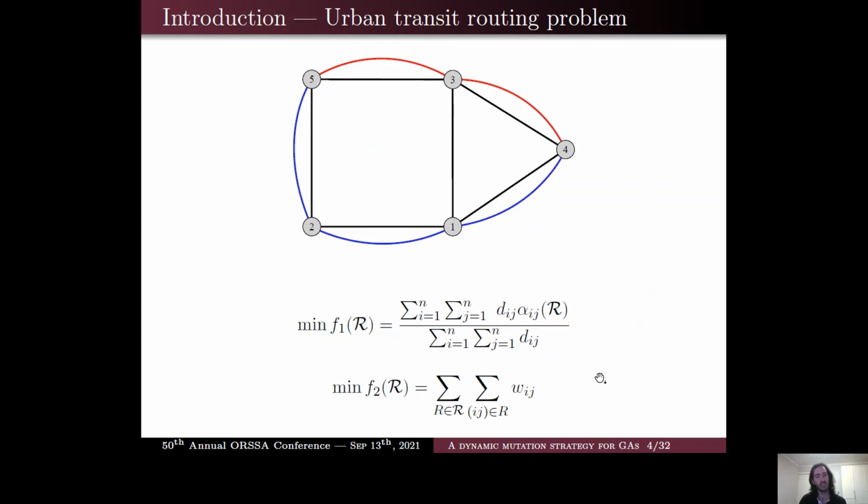The second objective function is the sum of all the edges of the bus routes, for example, all the weights on the network for the route set R.